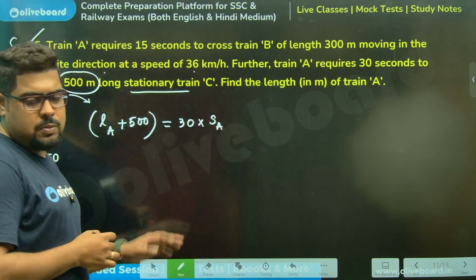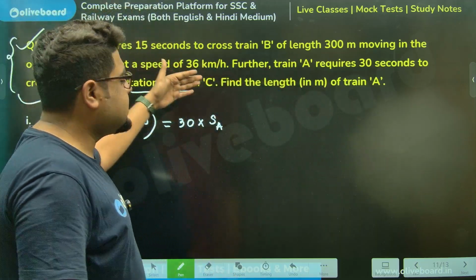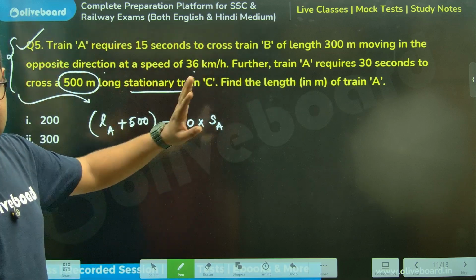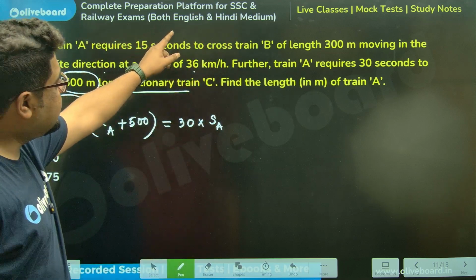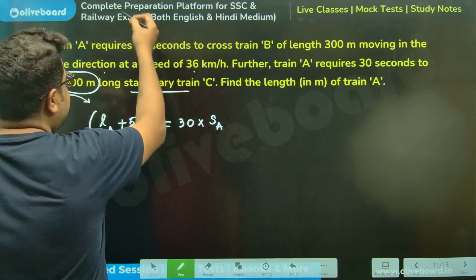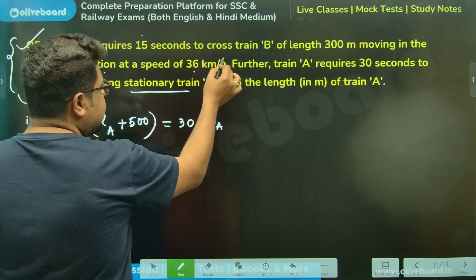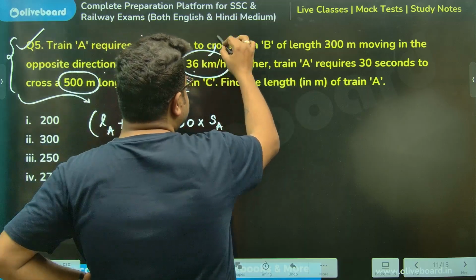Now here no relative speed is required. Why? Because this train C is stationary. It is not moving. But in the first situation, A requires 15 seconds. Again, all these are in meter per second, so let's convert this into meter per second as well.